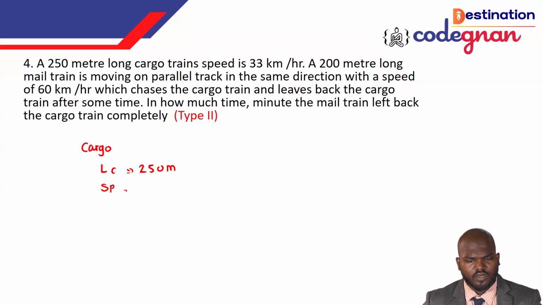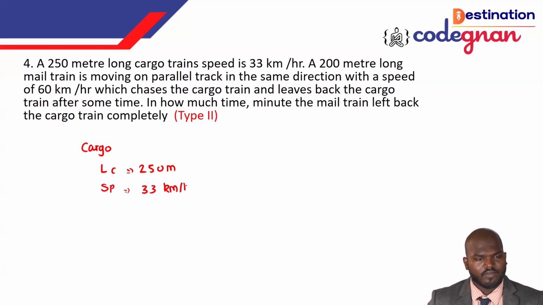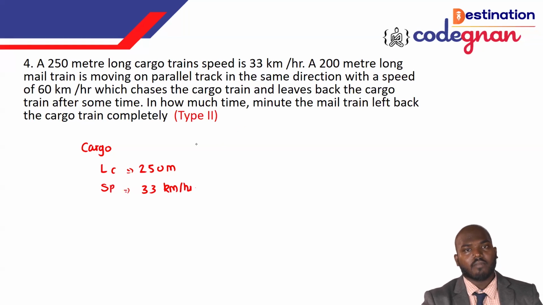You can convert it, but we'll keep it as it is for now; later we can convert it. Going to the next one, guys, there is a 200-meter long train. Mail means mail express, which stops at each stop. We can call that a mail train. The length of the mail train is 200 meters.